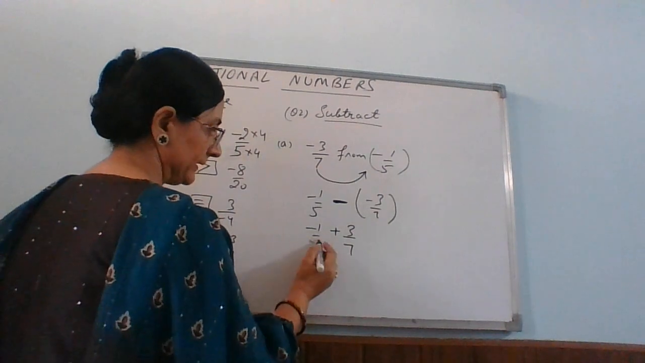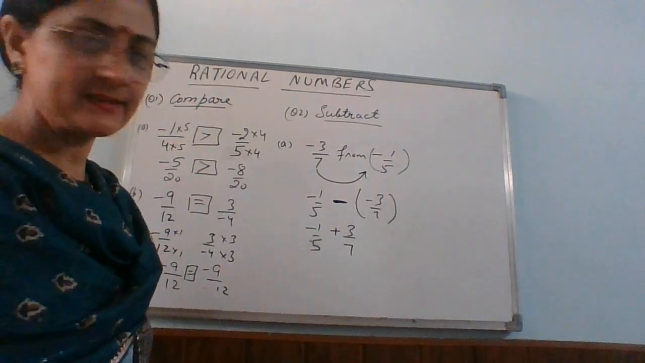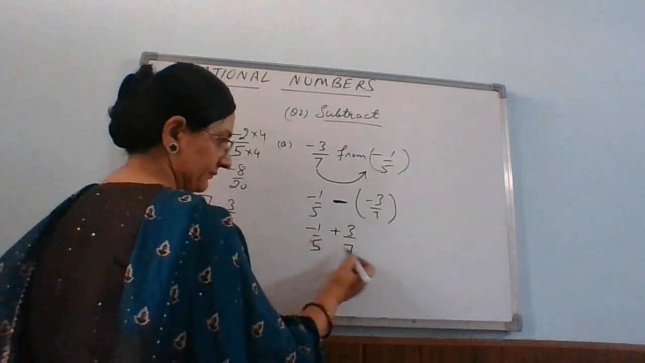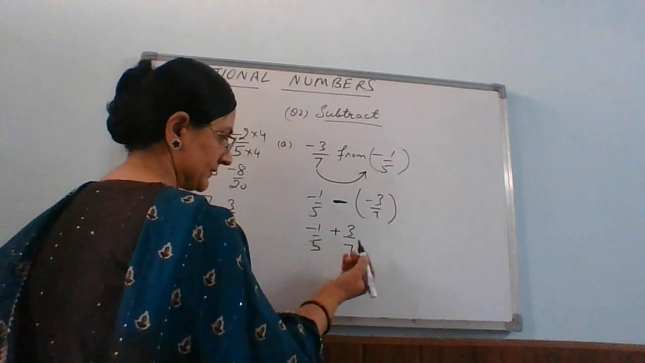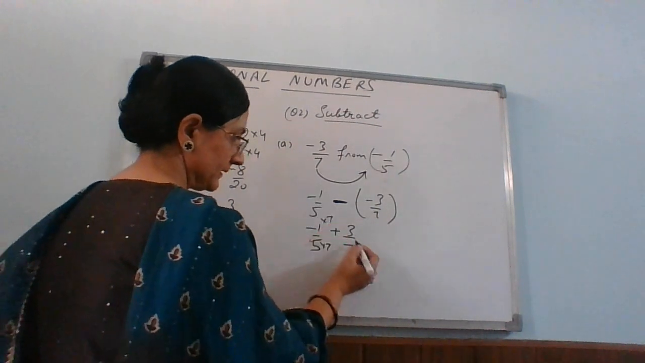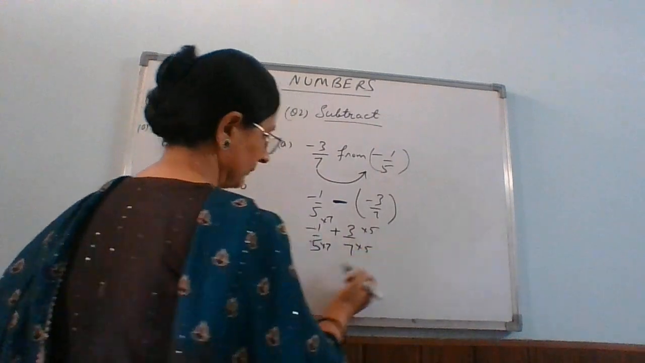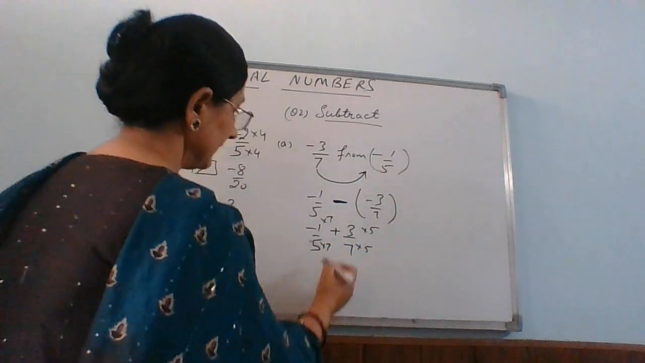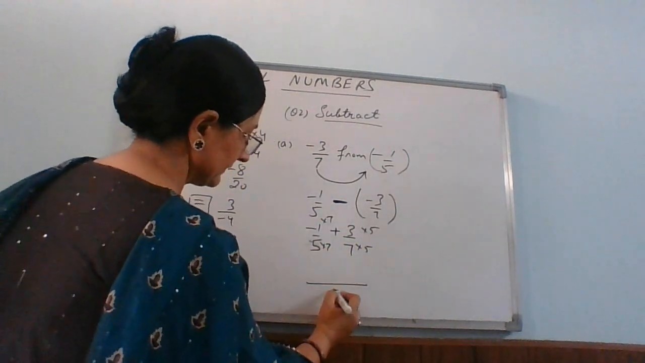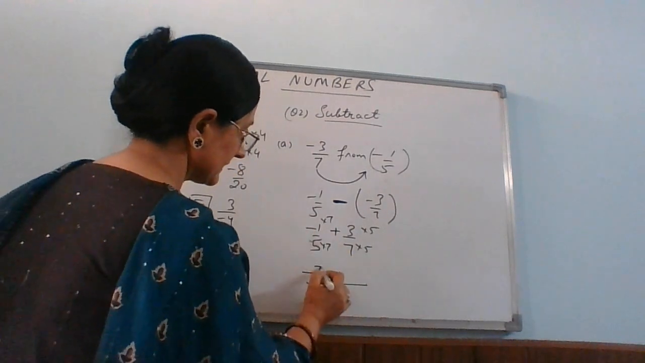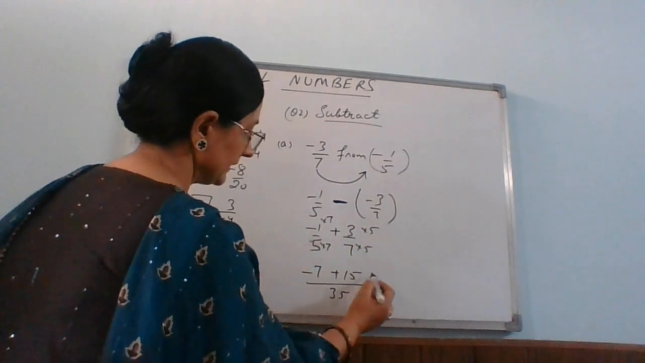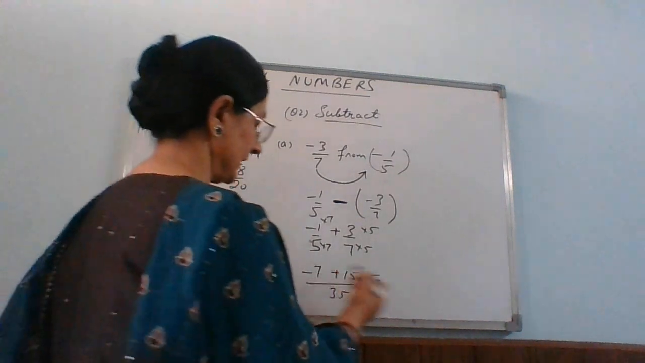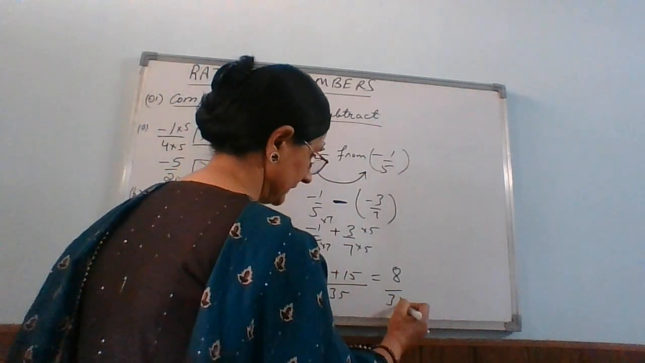Again we have different denominators. So just take out the LCM and find out, right? Here what will be the LCM? 5 sevens are 35. Let us multiply this by 7 and this by 5. They both are prime numbers. Here the answer will be 35. Here 7 ones are 7, 5 threes are 15. Right? 15 minus 7, that is 8 by 35.